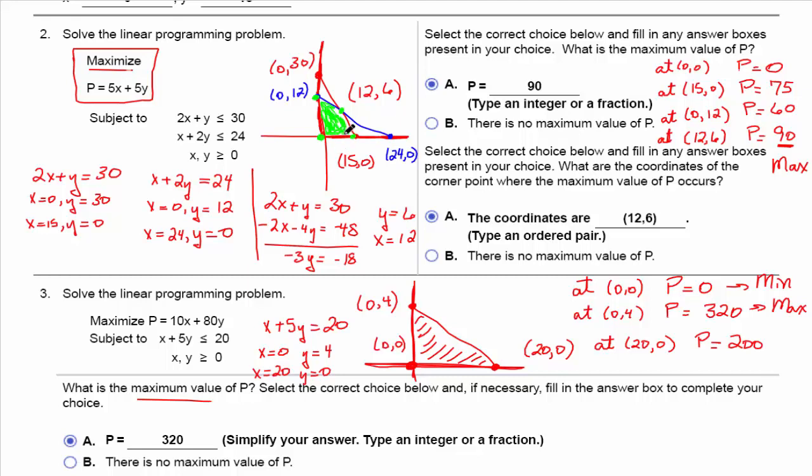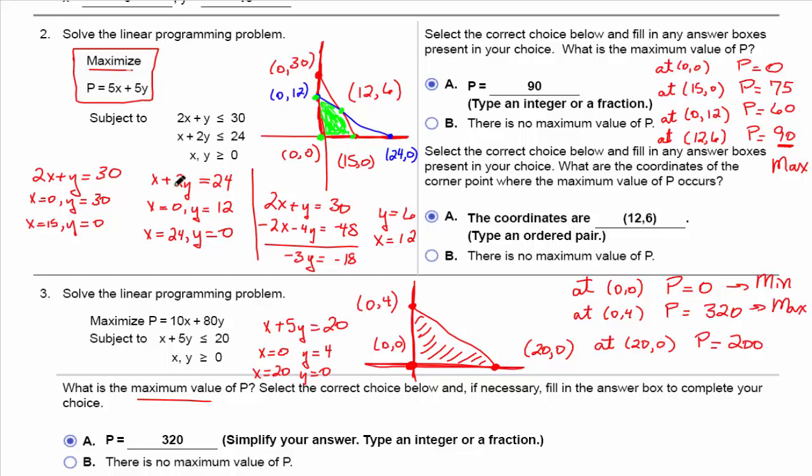Now remember, to maximize or minimize, it will occur at one of these corner places. Three of the corners are again easy because I can see that we're at the origin there, at 0, 0. This is 0, 12. This point we're going to have to solve for. I've already put in it's 12, 6. And this corner point is 15 and 0.